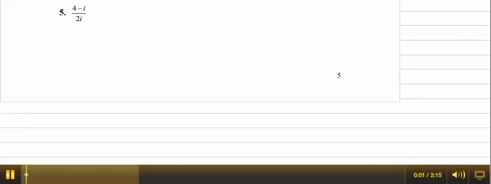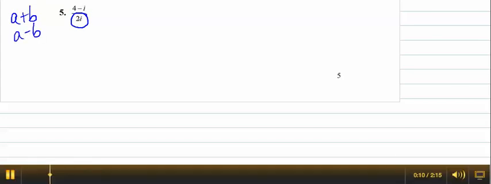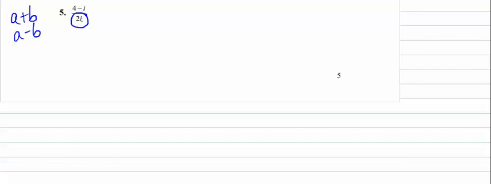Our strategy for this question is going to have to be different because this is not a group, it's not a binomial of the form a plus b or a minus b. It's a single monomial. So our goal is really just to get rid of the i component that we see. What could we multiply 2i by so that the i goes away?